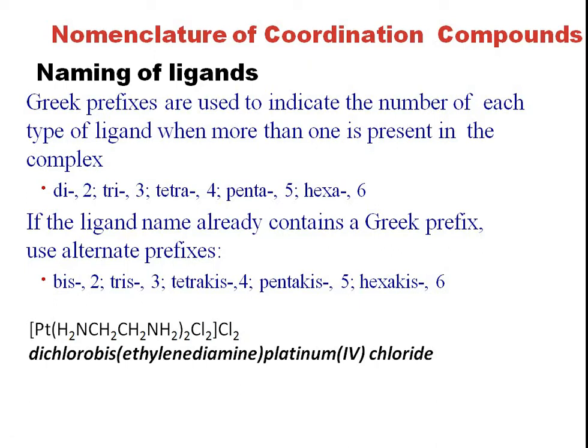We use prefixes for more than one ligand: di for 2, tri for 3, and so on. If such a prefix is already present in the name of the ligand, then we will use an alternate prefix. Like ethylene diamine, there is already a prefix di used in its name. We will not use di again; we will use the alternate prefix instead.